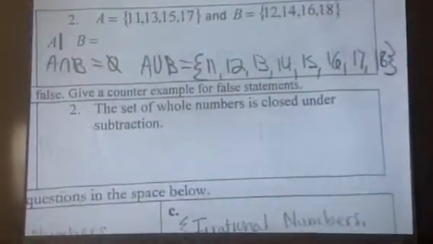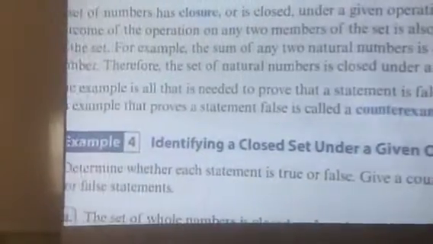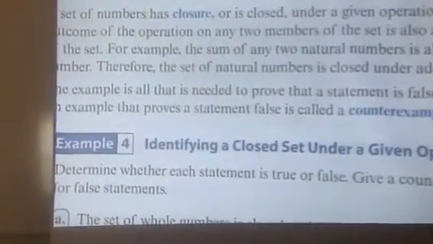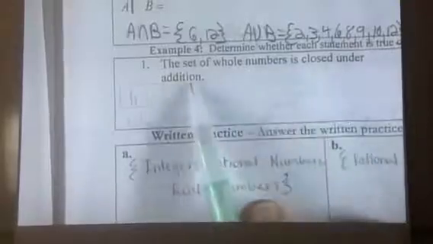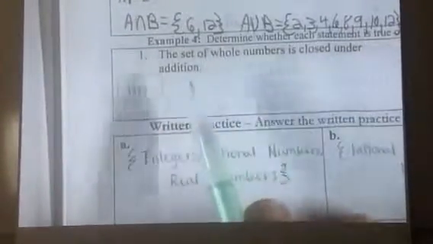Okay? Last thing that this wants us to do is to talk about closure. Now your book tells us that a set of numbers has closure, or is closed under a given operation, if the outcome is also a member of the set. Now what does that mean? Basically, let's look at this example. Determine whether this is true or false, and give a counterexample for false statements. So the set of whole numbers is closed under addition. It's true that it's closed under addition if every time you add whole numbers, you get a whole number. That is true, and let me tell you why.